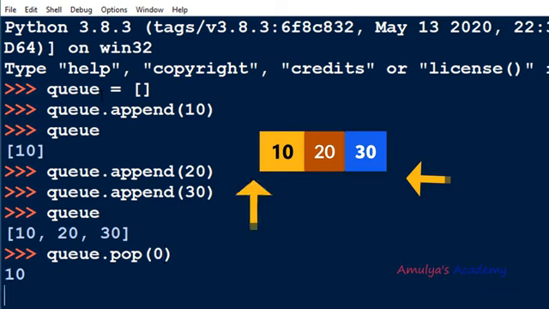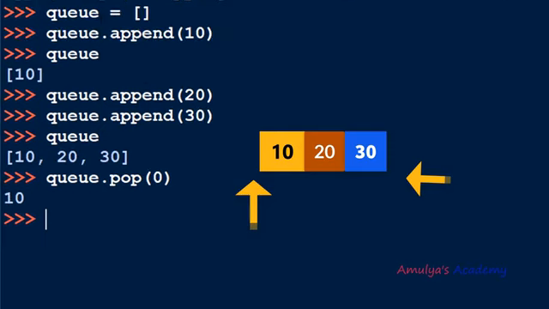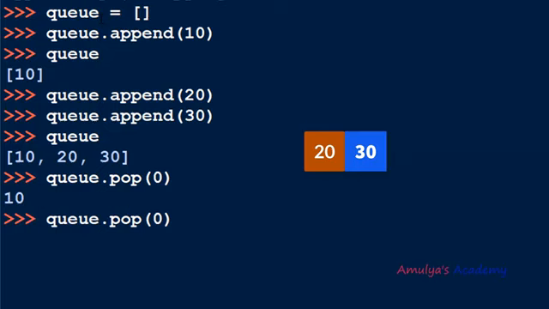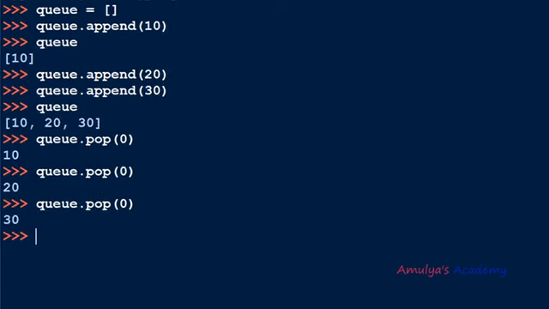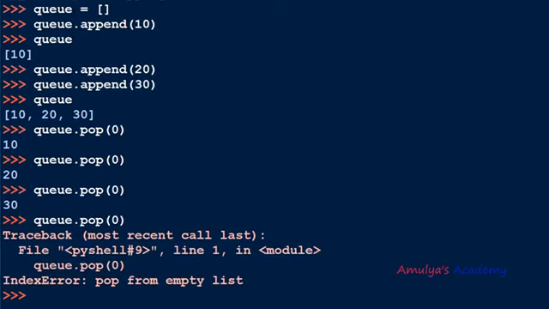Now if I enter this, here we can see first 10 will be removed. The first entered element is 10, right? And the first removed element is also 10. Now again, if I use this, 20 will be removed. If I use it again, 30 will be removed. If I use it again, it will give an error message, pop from empty list. So in this way you can use the append method and pop method to perform enqueue and dequeue operations.